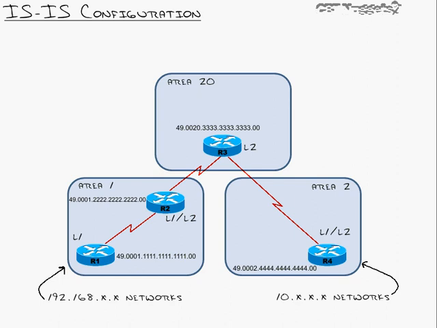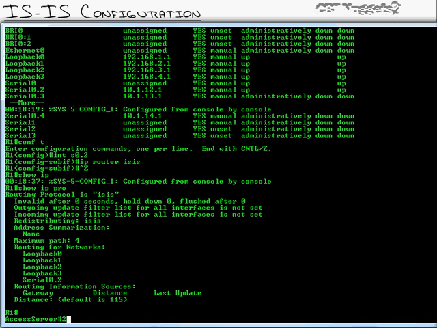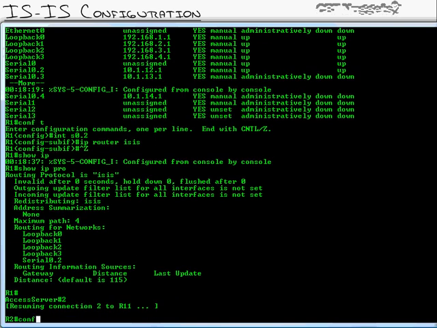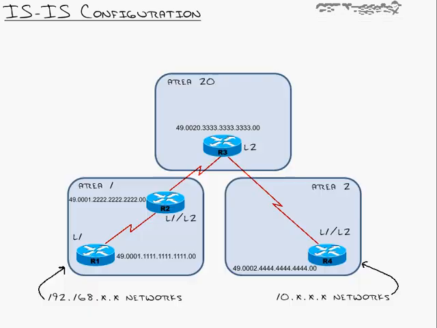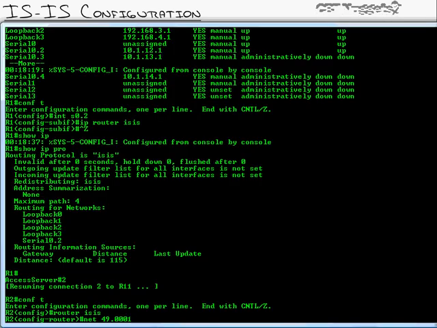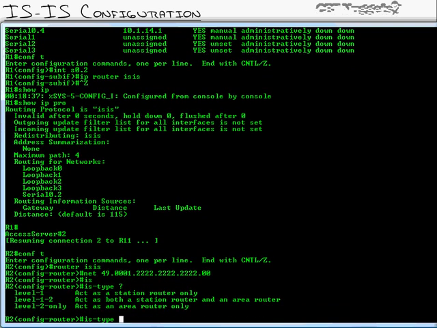Now let's hop up here to router 2 and we'll configure a level 1/level 2 router. Here we go. A little faster this time, router ISIS. I assign the net 49.0001 because it is in area 1, and then a system ID of all 2s. Good. Now this is a level 1/level 2 router that we're configuring. So when I type in the IS type, I don't need to change this. This is the default, level 1-2.